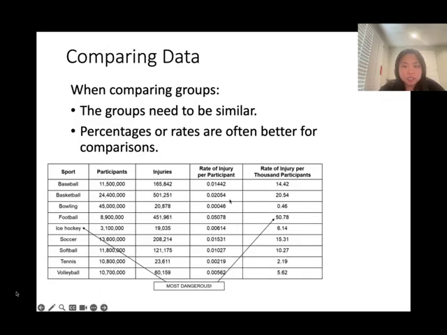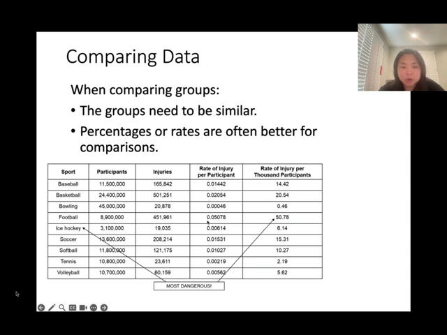So look at this table. We do have the sport here, and then we have the participants here, and the number of injuries, and then the rate of injury per participant. So this table has more details, and we should base our answer on this table. In the previous answer we said basketball would be the most dangerous sport, right? But actually, if you compare with the participants here, this is not correct.